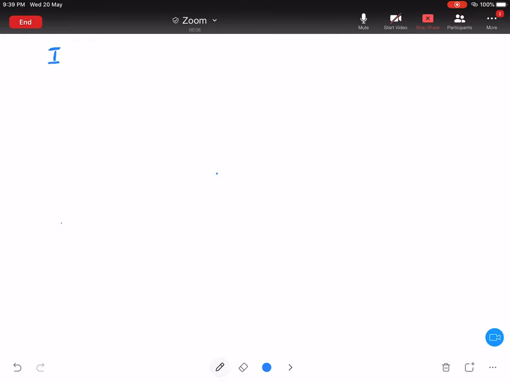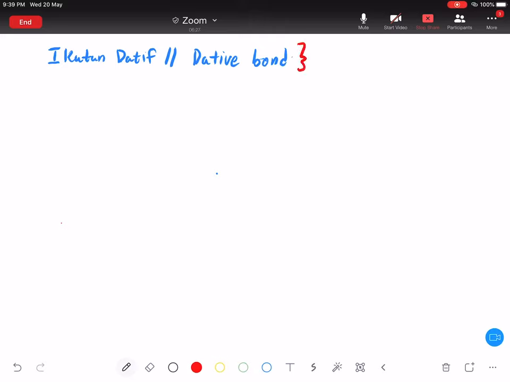So, I will do it bilingually. Ikatan datif. Or, in English, we call it a dative bond. Guys, sometimes the dative bond is also called a dative covalent bond. Dative covalent bond. Okay? Dia juga dipanggil sebagai ikatan dative covalent. Understand? Those are the two names.